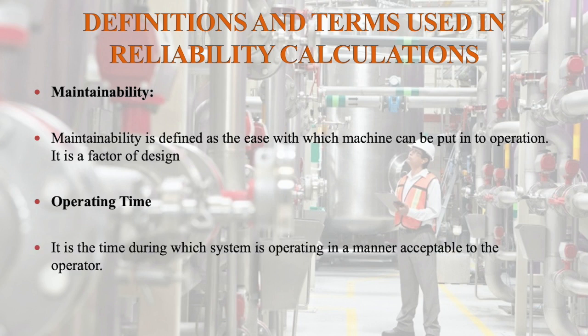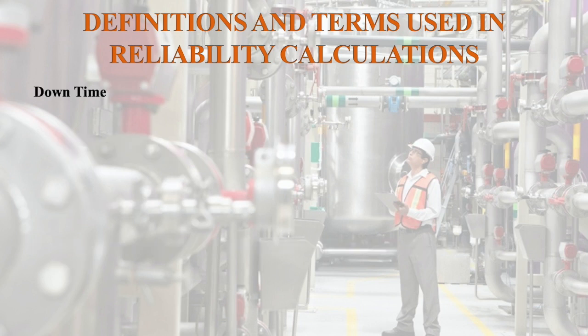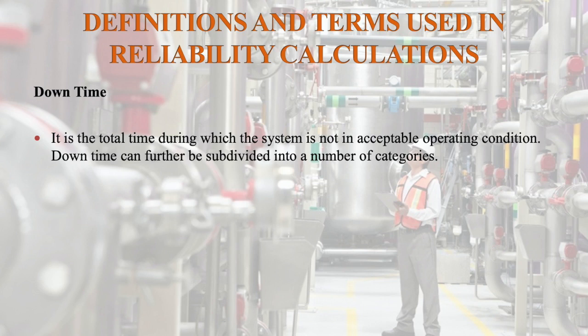Operating time is the time during which the system is operating in a manner acceptable to the operator. Then downtime is the total time during which the system is not in acceptable operating condition. Downtime can further be subdivided into a number of categories.